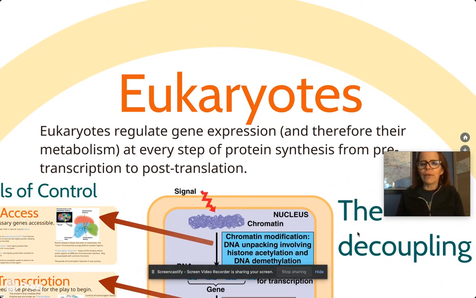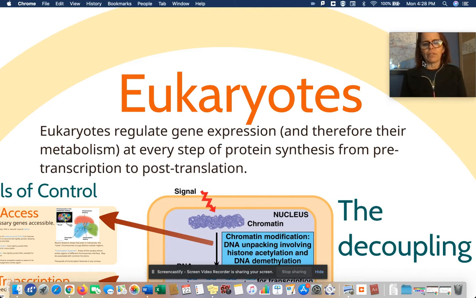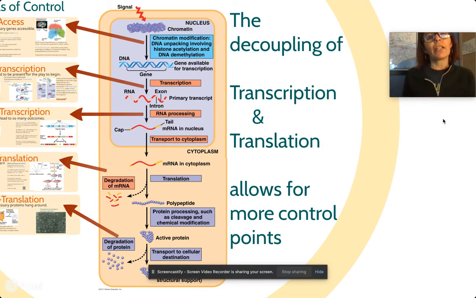Okay, so eukaryotes regulate gene expression, and therefore their metabolism, at every step of protein synthesis, from pre-transcription to post-translation. So there are different ways of controlling the genes the entire time. It's important that transcription and translation in a eukaryote have been decoupled. Remember, in a prokaryote, they can all happen simultaneously because there's not a nucleus and everything's small and concise. Here, they've been separated, so there are a lot more options for controlling when the genes get turned on and when the genes get turned off.